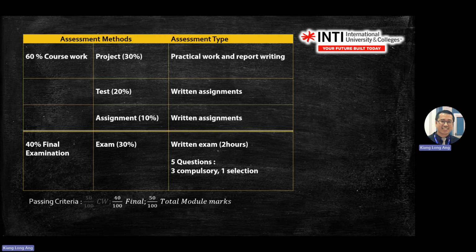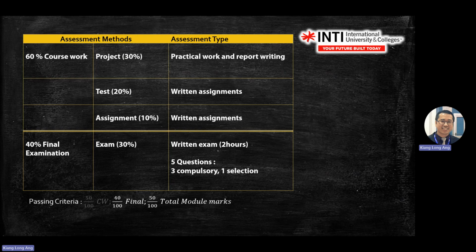Project 30% means you come with the project, and you do the report for that. This one is more on new product development. You design something new. What I'm thinking is I'm going to ask you to design a casing for something using 3D printing. Then a test for this one, and assignment 10%.